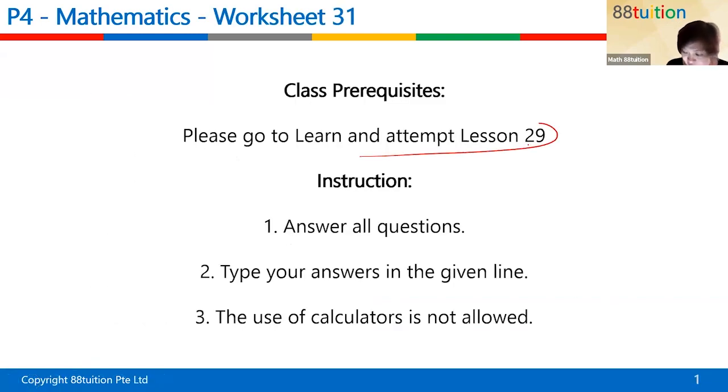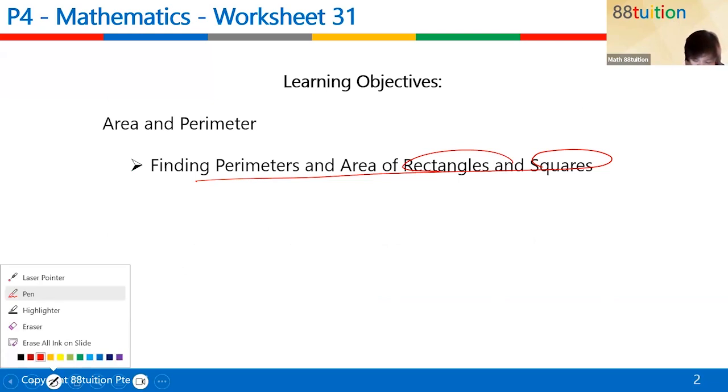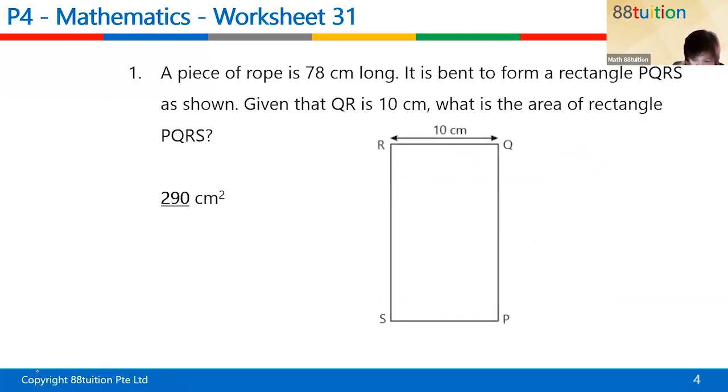Okay. Lesson is at 29. So you go to the video lesson of 29. You should be able to watch the demonstration. Okay. And then next question, we are going to find areas and perimeter. These are the two shapes that you are learning for the level. Then we have question number 1.